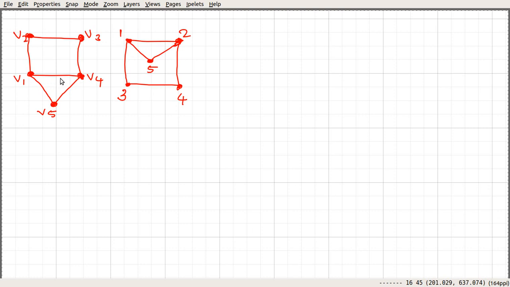So if you look into this graph, there are 5 vertices v1, v2, v3, v4 and v5, and similarly this graph also has 5 vertices. In this graph we have 2 vertices of degree 3, v1 and v4. Similarly in this graph we have 2 vertices, 1 and 2, of degree 3. In this graph we have 3 vertices of degree 2, v2, v3 and v5. Similarly in this graph also we have 3 vertices of degree 2. Okay, so if you look into these two graphs more closely, you can see that they have the same structure.